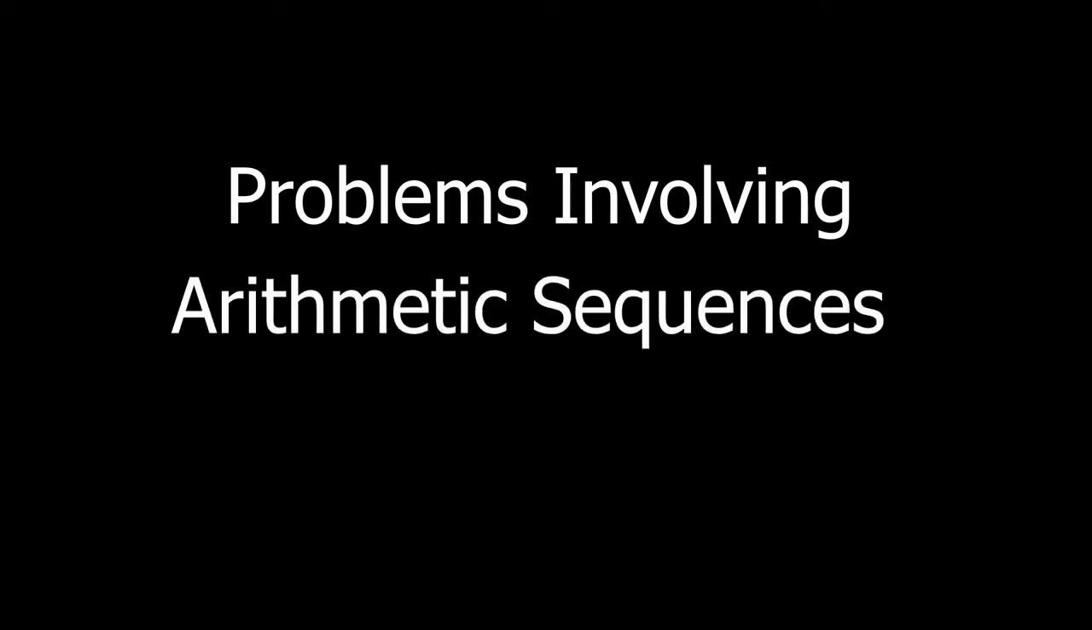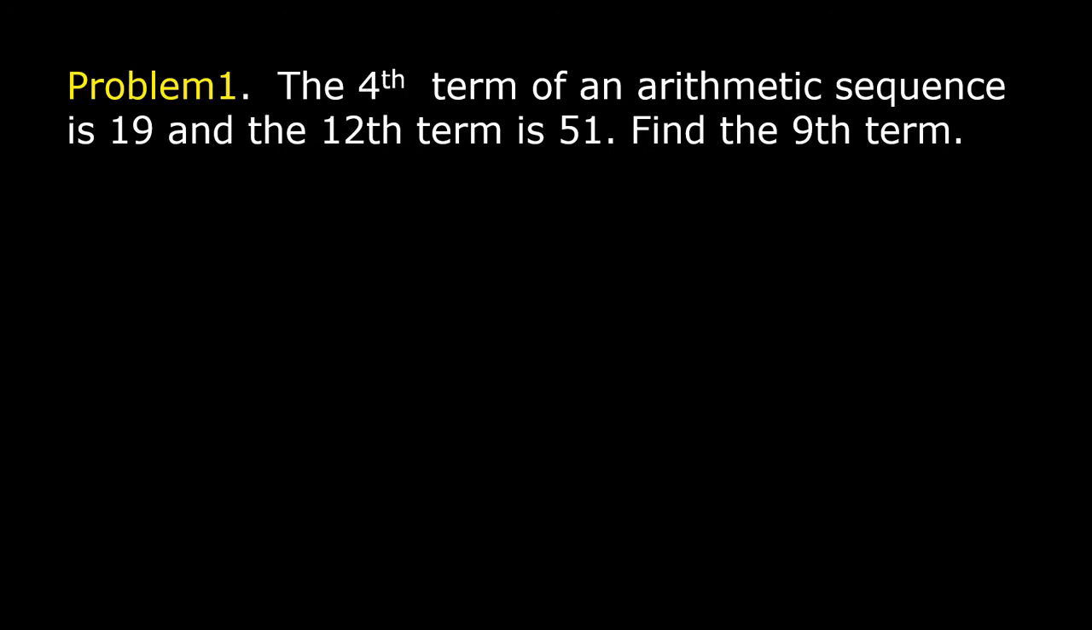Problems involving arithmetic sequences. Problem number 1. The fourth term of an arithmetic sequence is 19, and the 12th term is 51. Find the ninth term.